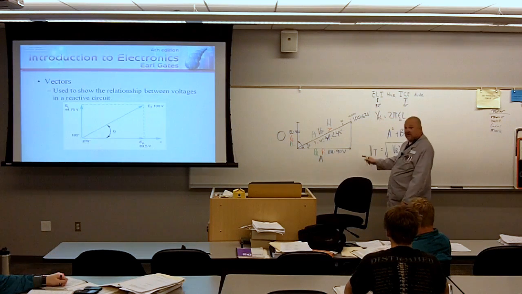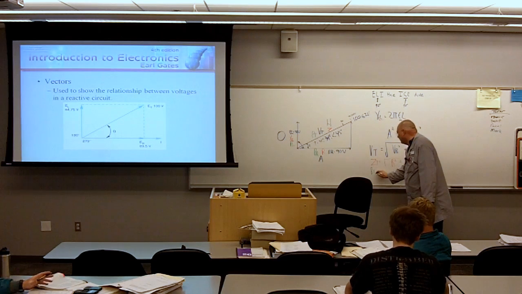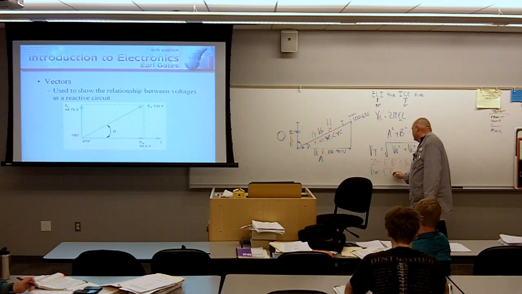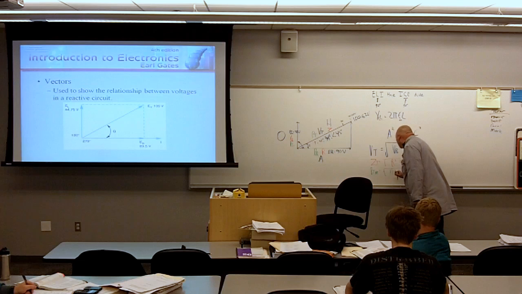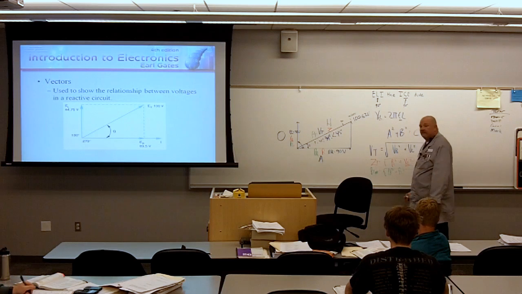So actually I could do that same Pythagorean theorem though. This would be power total, APP, apparent power total, is going to be equal to the square root of the power of the resistor squared plus the power of the inductor squared.